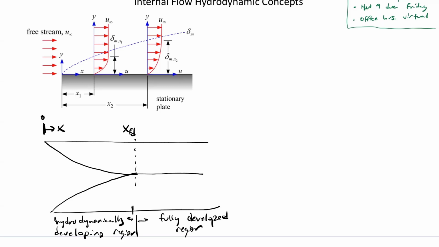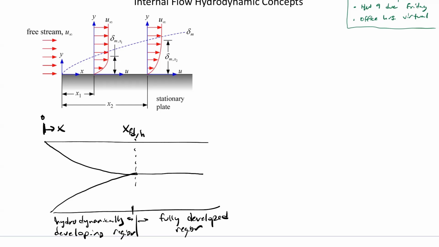If it's the momentum layer that's growing, we have two things going on. We have a thermal layer, and we have our momentum or velocity boundary layer growing. If it's the momentum or velocity layer, we denote this with an H. So x_fd,h refers to the point at which the momentum boundary layers meet in the middle of this duct. And when that happens, it's fully developed.